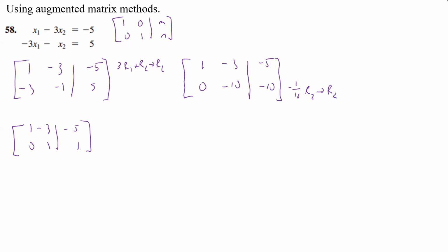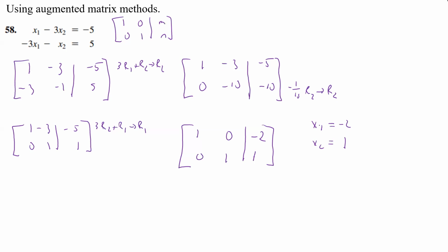Okay. Now we need to make this a 0. So if we take 3 times row 2, add it to row 1, and make that our new row 1, that should make that a 0. So if we do that, we have 0, 1, 1. The second row doesn't change, so we can write it. Now we take 0 times 3 is 0, plus 1 is 1. 3 times that plus that is going to be 0. 3 times that's 3, minus 5 is going to be -2. And so it looks like x1 is equal to -2, x2 is equal to 1.